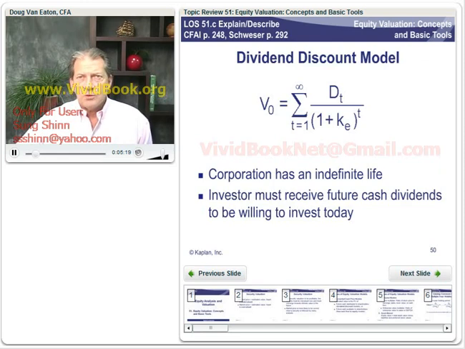So the general form of the dividend discount model just says, take the present value of every expected dividend from now till forever and add them all up. Our assumptions here are that the firm has an indefinite life, and the investor must receive future cash dividends to be willing to invest today. That's what gives stock value in this model here.